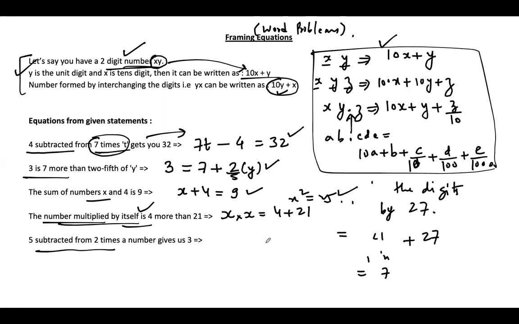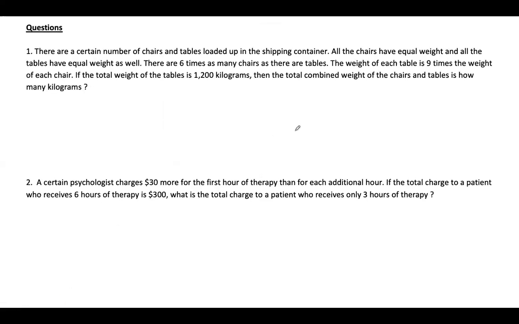5 subtracted from 2 times the number gives us 3. 5 subtracted from 2 times the number. Let's say the number is x, so 2x minus 5 is equal to 3. So please keep forming equations. This is just for basic purposes, but keep making equations, and after making 50, 80 equations, you'll come to a stage where you'll be comfortable making equations. So try making the equations.